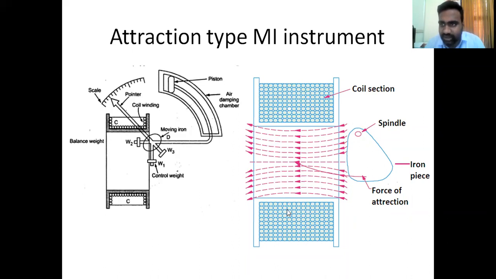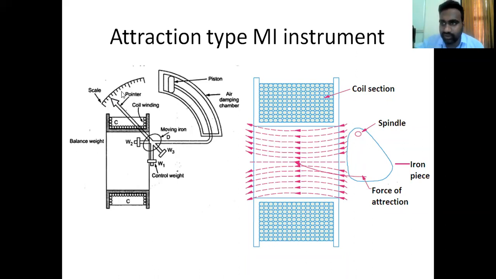In the presence of this magnetic flux, I am placing the soft iron piece. See, this is the soft iron piece I am placing here. What will happen? The soft iron piece will be attracted from the weak magnetic flux region to the strong magnetic flux region. Whenever it does so, the pointer on the scale will deflect.